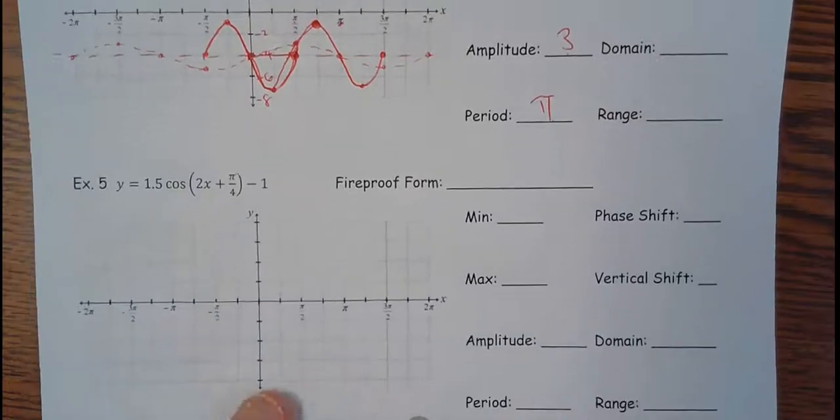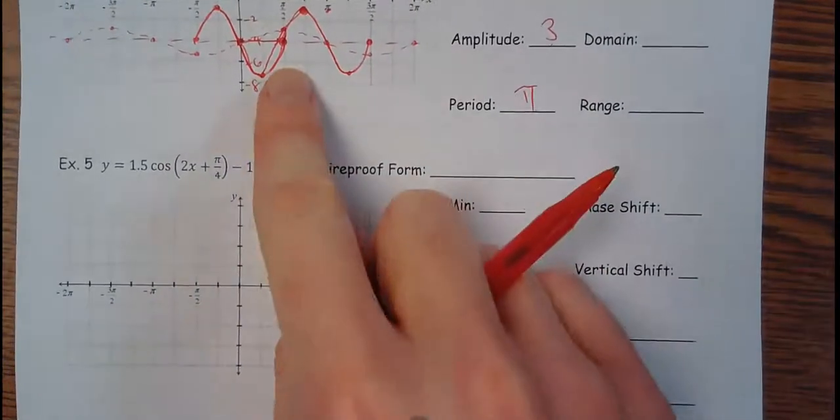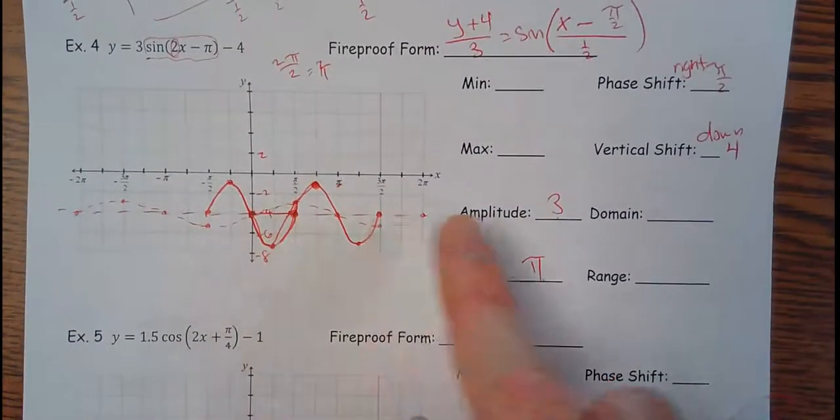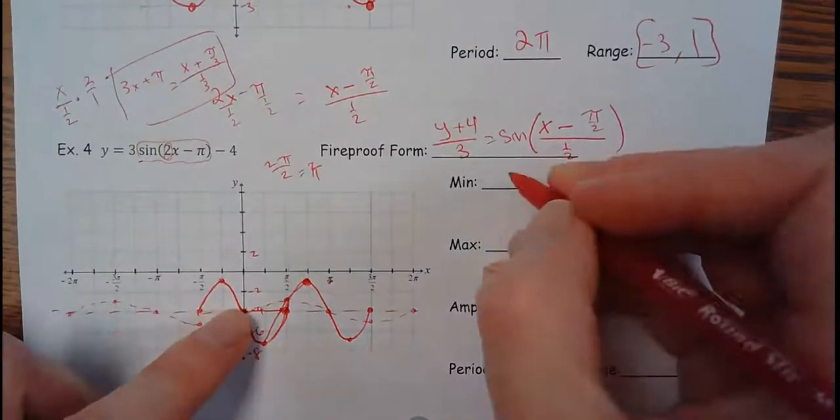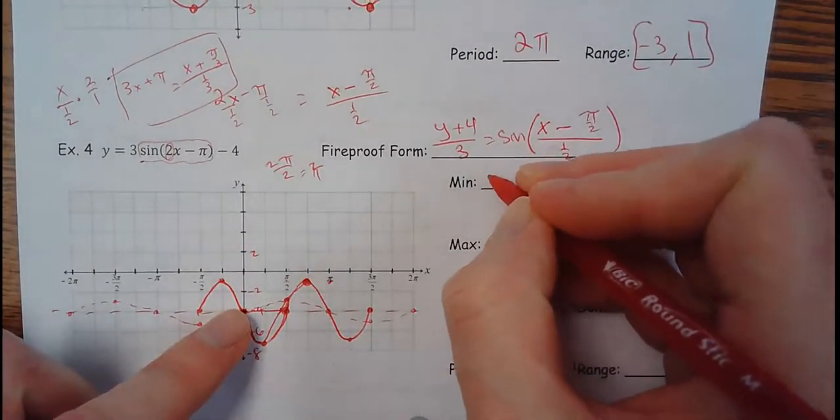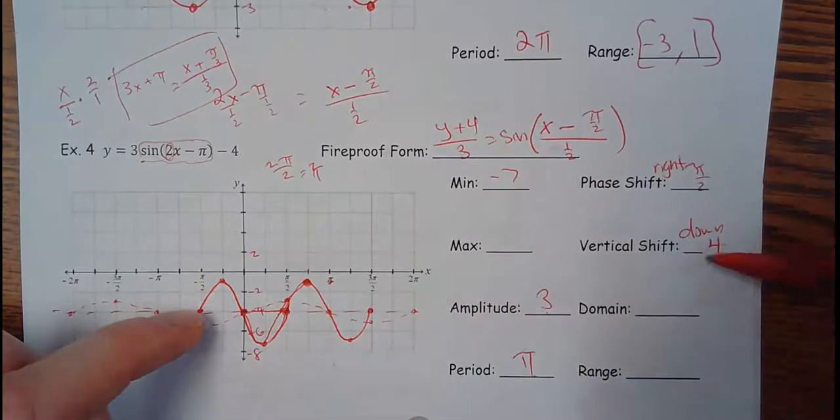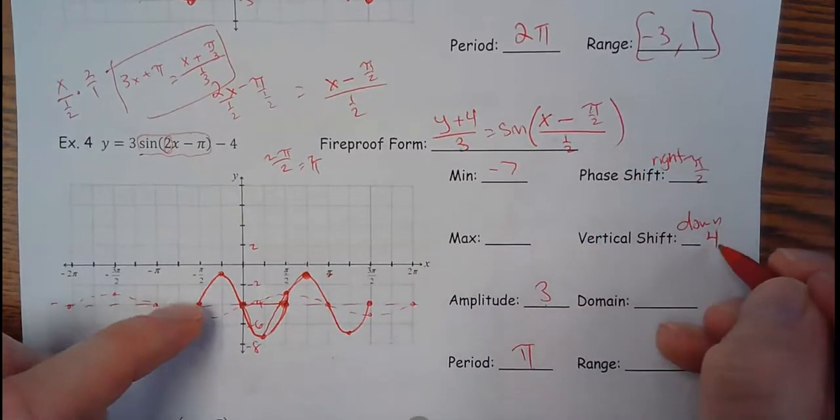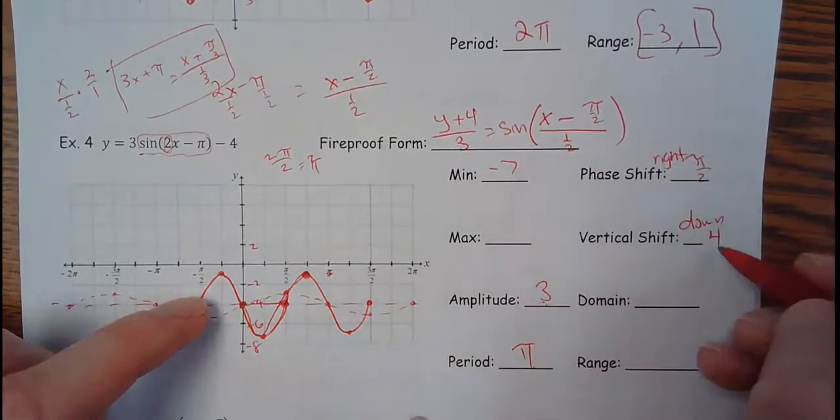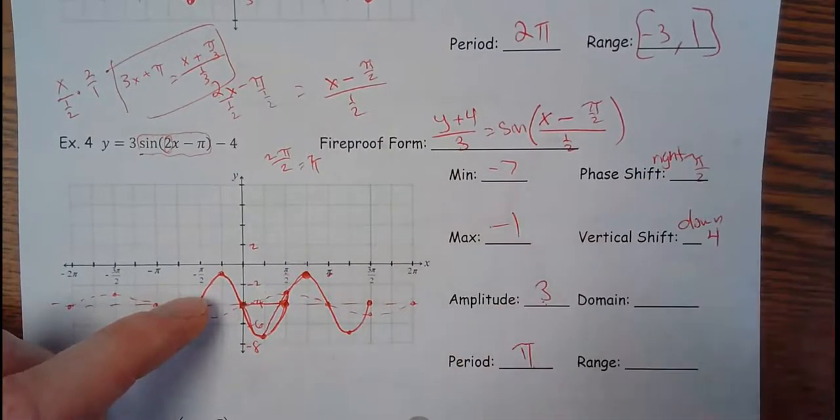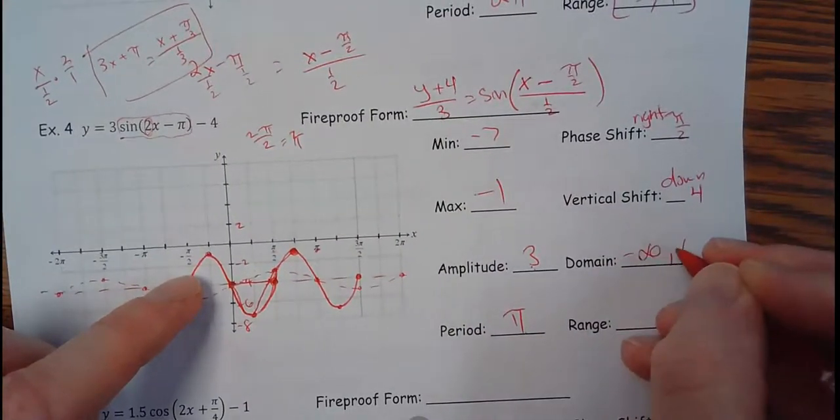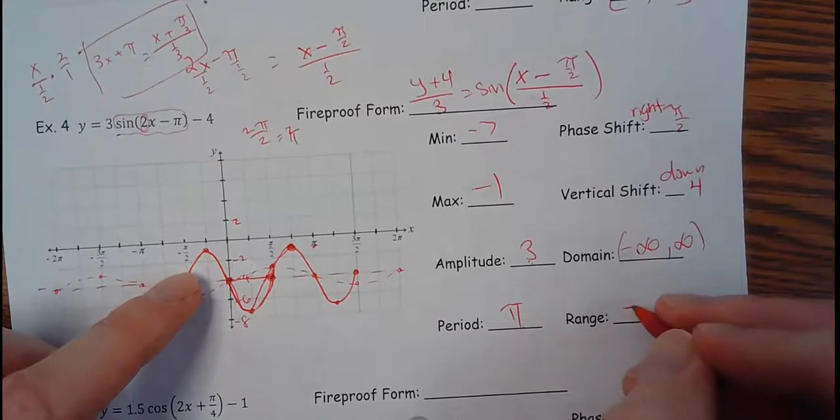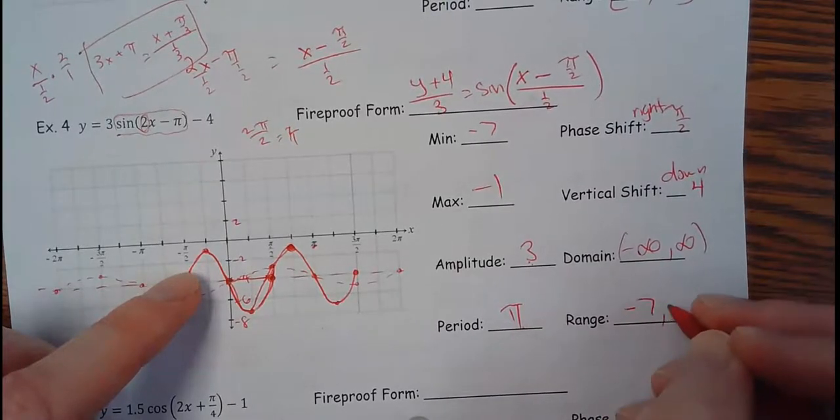Now the last guy here, maybe just for the sake of time, I'll fill this out. I'm not super concerned about you being able to graph something this crazy. I didn't do the mins and maxes here either. So this minimum is -7 because it's from 4 down. So I go down 4 units and down 3 more units would be -7. If I go down 4 units, up 3 units, it's -1. So negative infinity to infinity, and then -7 to -1.